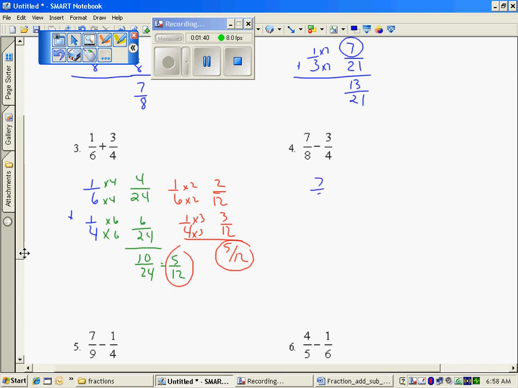7/8 minus 3/4. Common denominator would be 8, so the top fraction does not need to change. The bottom fraction, multiplying by 2/2, which is 1, converts 3/4 into 6/8. It's an equivalent fraction. 7/8, take away 6 of them, I'm left with 1/8 remaining.